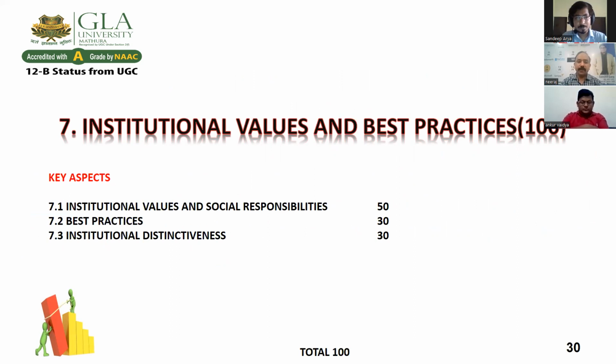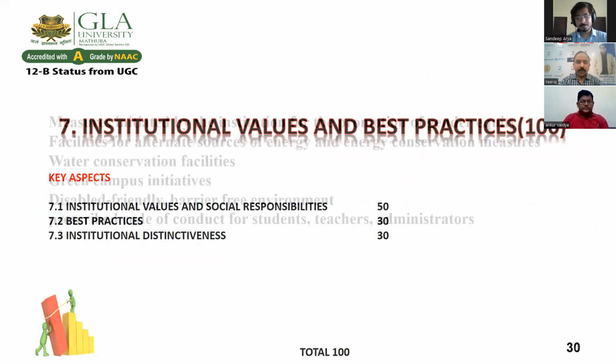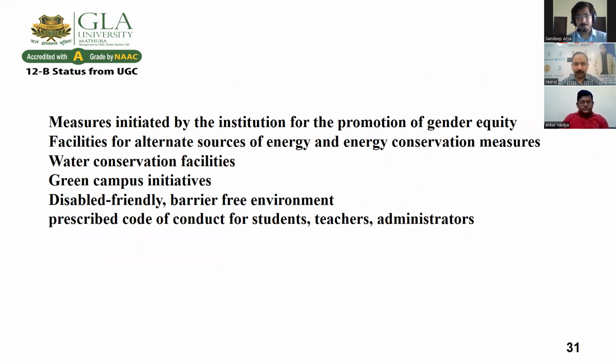7.1 is institutional values and social responsibility, 7.2 is best practices and 7.3 is institutional distinctiveness. So what does it include? It includes the measures initiated by the institute for the promotion of gender equity. What kind of different measures is the university or HEI taking for gender equity? So this is quite important.